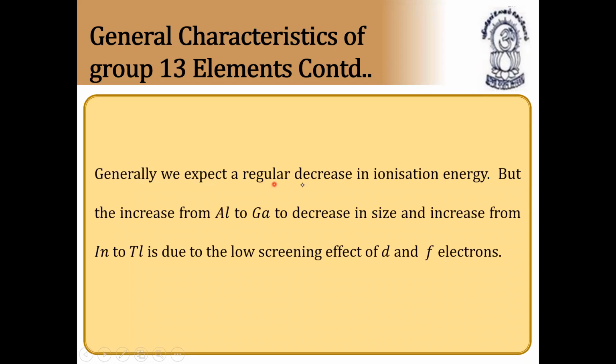Generally we expect a regular decrease in ionization energies, but the decrease from aluminium to gallium is due to decrease in size, and the increase from indium to thallium is due to the low screening effect of d and f electrons, as I told you. Why is there an increase from indium to thallium? Due to the low screening or shielding effect of d and f electrons. That's why we cannot expect a regular decrease in ionization energy. This I already explained to you.